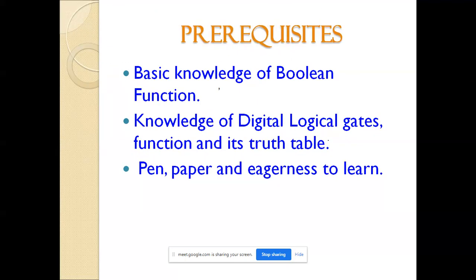And what is the prerequisite for this? The basic knowledge of Boolean function, the knowledge of digital logic gates like AND, OR, NOR, XOR, XNOR, pen and paper, and eagerness to learn in today's session. All these topics we have already covered in the previous session. So without wasting much time, we'll go further.